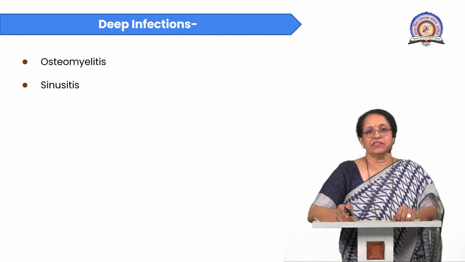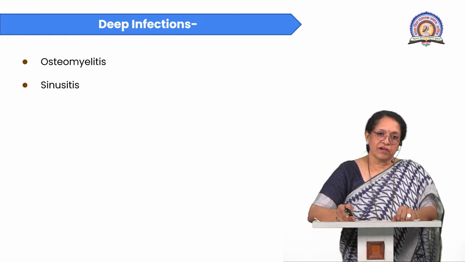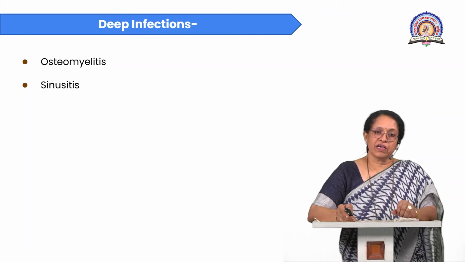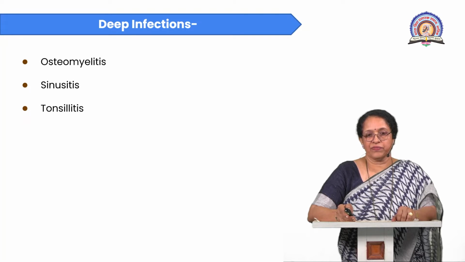Then the second one is sinusitis. As you know, sinuses are located in the head region, and there is an accumulation of pus in the later stage by this microorganism. Then tonsillitis, inflammation of the tonsils. So this is one example of a deep infection by this microorganism.